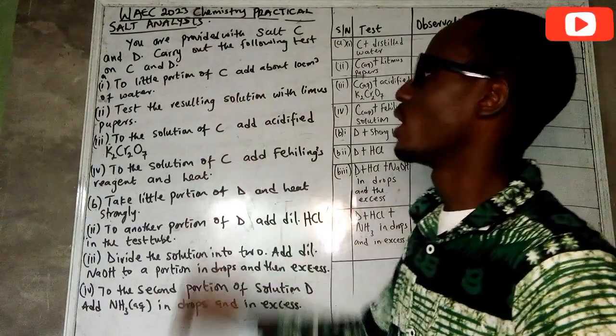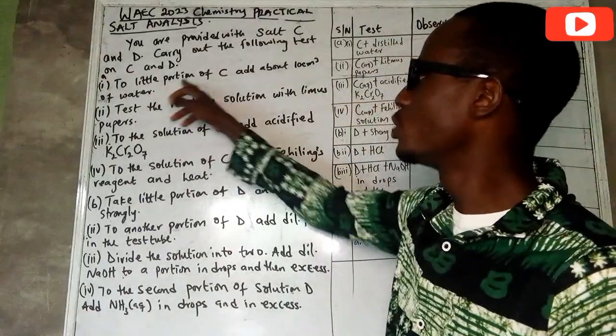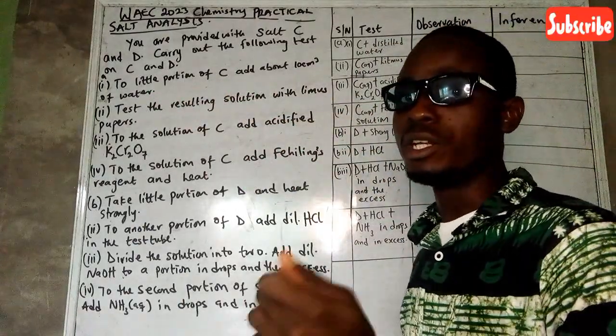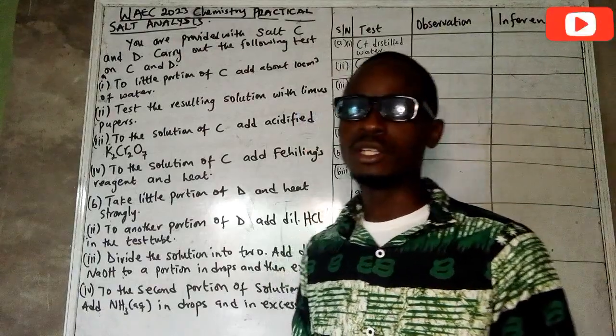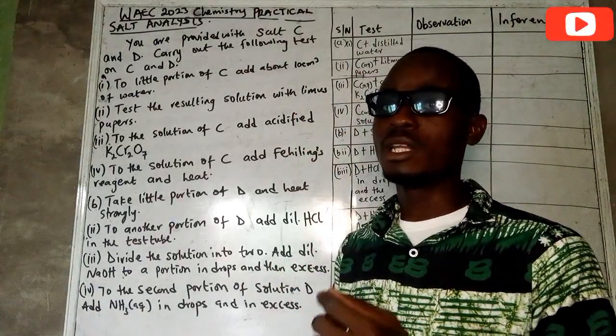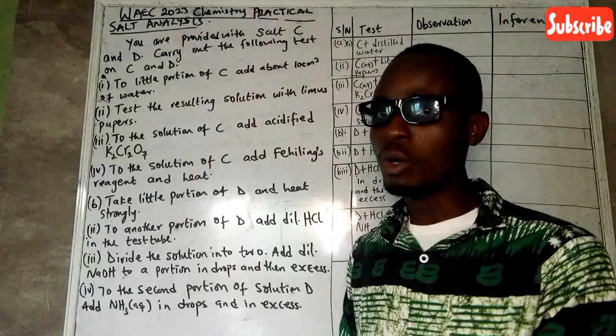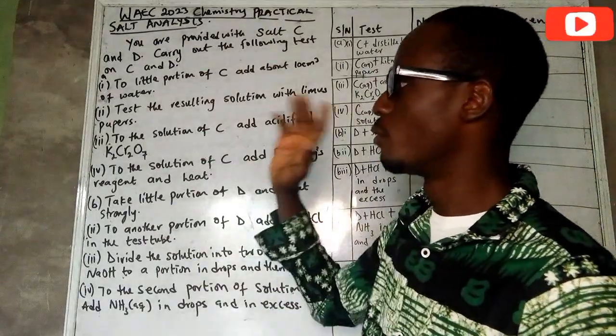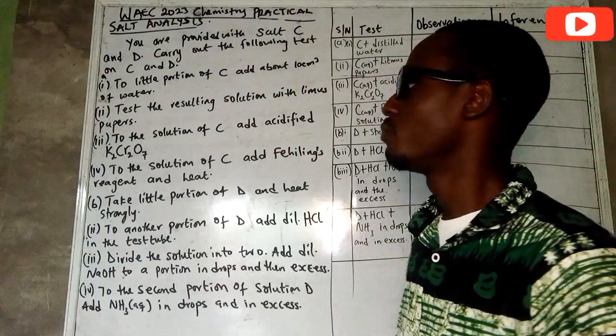So now let's look at the first one. To a little portion of C, add about 10 centimeter cube of water. You don't necessarily need to measure 10 centimeter cube of water. Just add enough water that is going to be enough to dissolve the sample you put in the test tube. That is the first thing we are going to observe and give our input on.